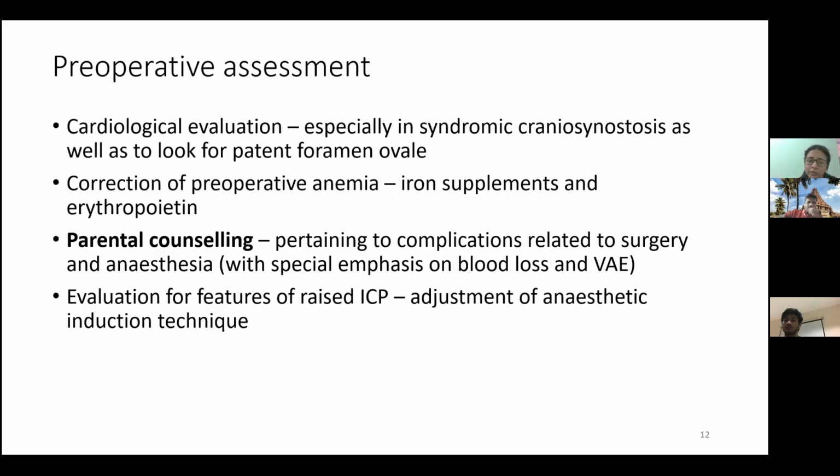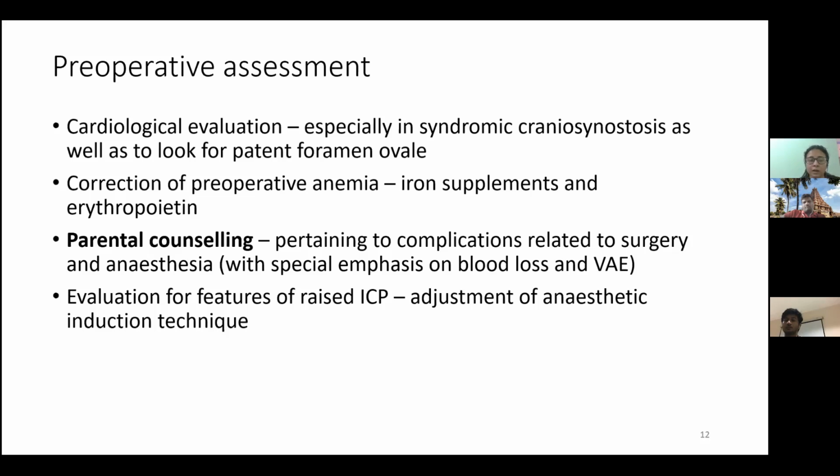Parental counseling is extremely important, especially pertaining to complications related to surgery and anesthesia, with special emphasis on major blood loss and venous air embolism. Also, the possible need for postoperative ventilation. And evaluation for features of raised ICP is essential, because we must not allow any intraoperative factor that will worsen ICP, like hypoxia, hypercarbia, hypotension. In addition to that, our anesthetic induction technique also has to be modified if a child with raised ICP comes for surgery.